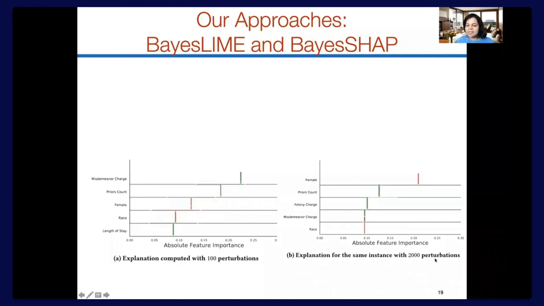What you see is that each time LIME will give us a point estimate of the feature importance of each feature. But for the same instance, you can see that depending on the number of perturbations, these have changed. For example, here the importance of this is plus 0.23, but here the importance of this is minus 0.21, right? So that has also given me different explanations.